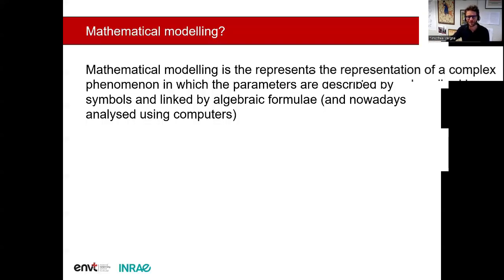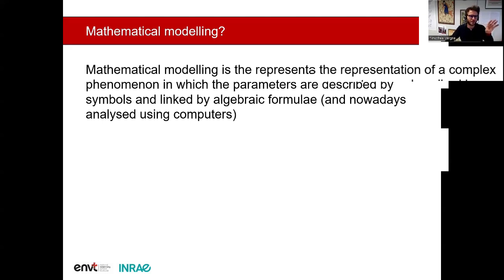Okay, so first, I just wanted to briefly recap what mathematical modeling is. Modeling in general is a simplification of reality, and mathematical modeling is a simplified representation of what we call a complex phenomenon, where the parameters that define this model are described by symbols and linked with formulas. In these mathematical models, we can distinguish the statistical models and the mechanistic models, and it is the latter that I will talk about mostly today, the mechanistic models.